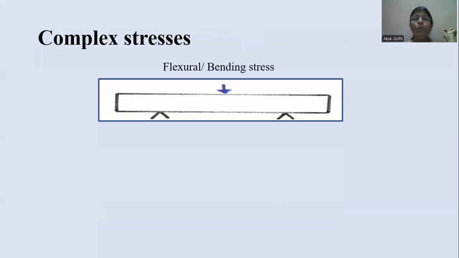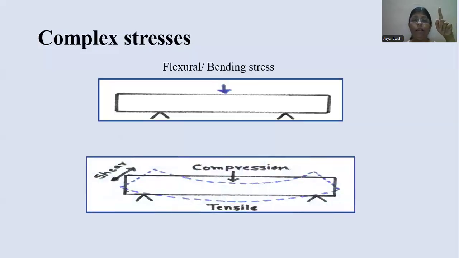Now, as I told you, there are different types of stresses which are seen in one material. This is a perfect example of complex stresses, which is also called flexural or bending. Here, there is one rod which is supported at two ends, and the force is applied in the center of this beam. When you apply force in the center of the beam supported at two ends, you will find compression, tension, and shear, all three types of stresses together.